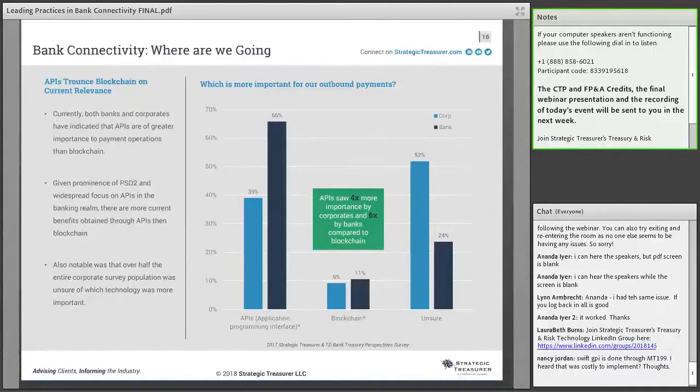And going back to the subject of corporate conservatism and the intensity of their current operations, it just seems like a lot of treasurers have not really had the time yet to pick their heads up and analyze the impact of either of these technologies, APIs or blockchain. So this is definitely something that we will be monitoring in the coming years to see how corporates do react as APIs and blockchain increasingly penetrate the financial environment.